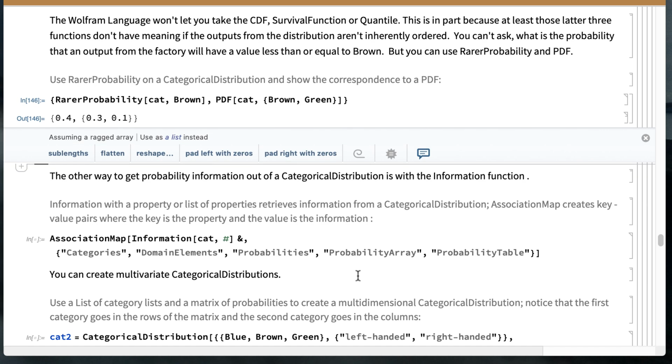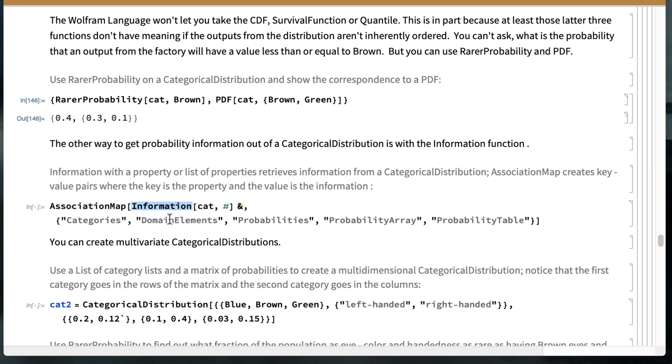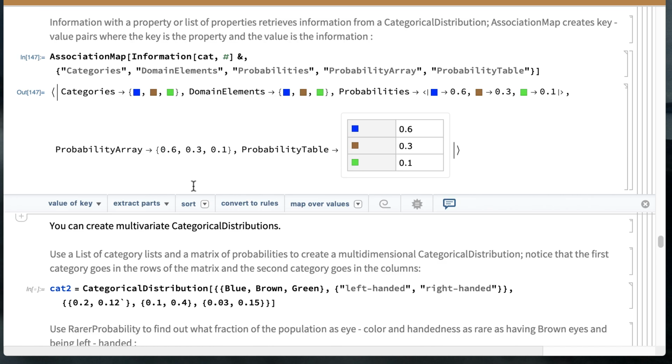You can also get additional information out of a categorical distribution, and we're going to use the information function, and we're going to say, hey, would you please tell me the categories, domain elements, probabilities, probability array, and probability table of the categorical distribution. And so here we are. We're going to learn, here are its categories, here are its domain elements. Here's an association associating with each domain element a probability. Here's just the numbers that correspond, and here's a pretty table that corresponds to it.